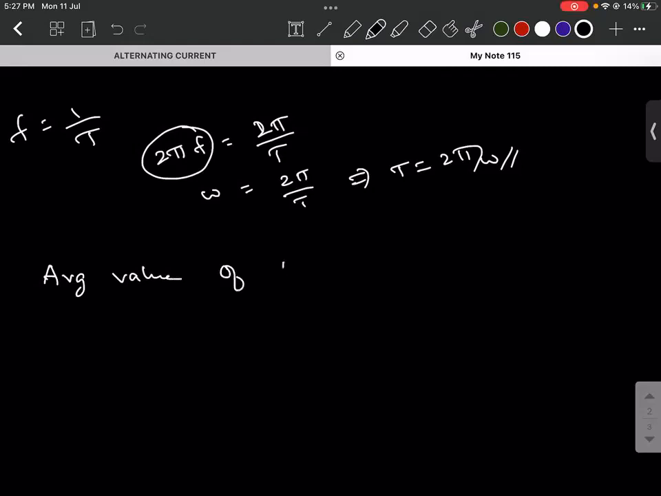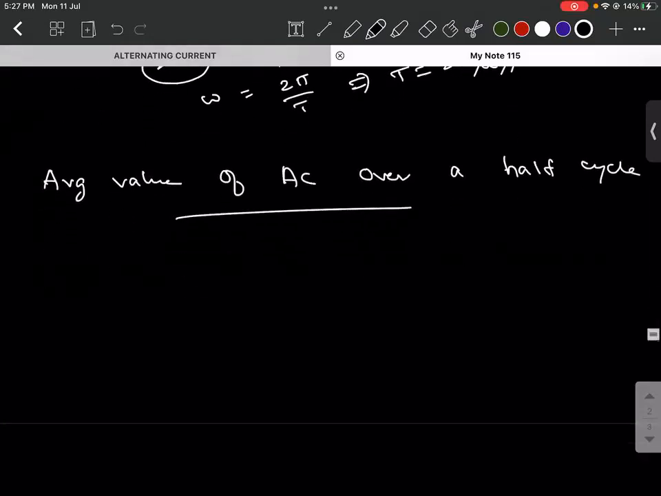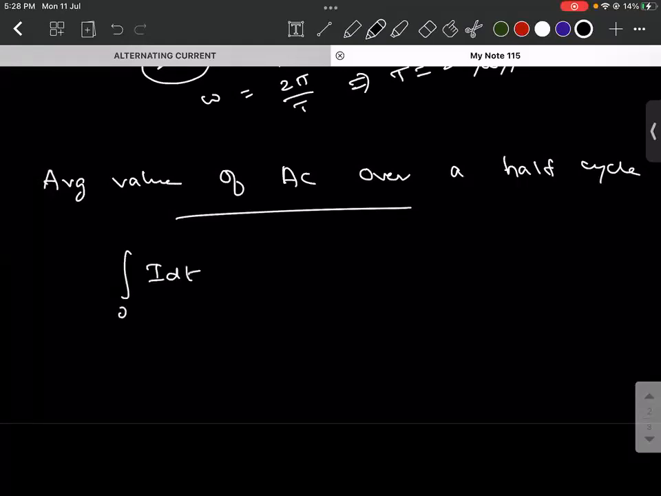So when you try to calculate the average value of AC over a half cycle, I'm going to give you the equation and 5 minutes for you to revise the previous derivation, look at it and solve it. It is exactly the same steps that you need to follow except the limits. So integral of I dt, no change in that. Look at the first step in the previous one: integral of I dt only, divided by integral of dt.